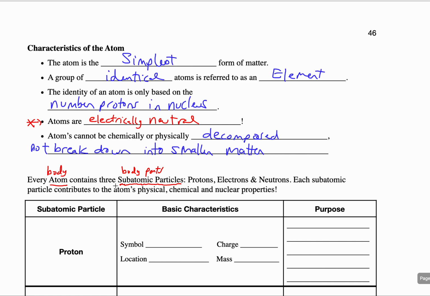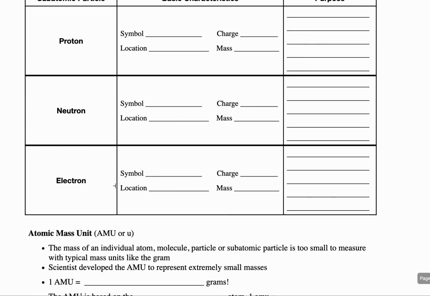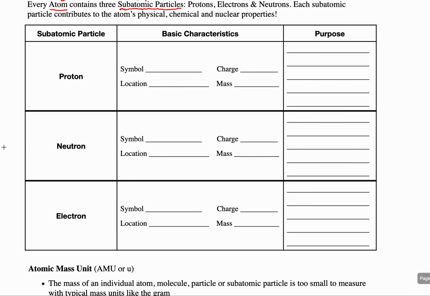Each subatomic particle has its purpose inside the atom structure, just like our individual body parts. They each have a job. So the proton, the symbol that we tend to use to represent it is a lowercase p with a superscript of a plus sign, so P for proton, and that gives us a clue about the charge. Every proton carries a +1 charge. The protons, they are located in the atom's nucleus, and every proton contributes a mass of 1 AMU.